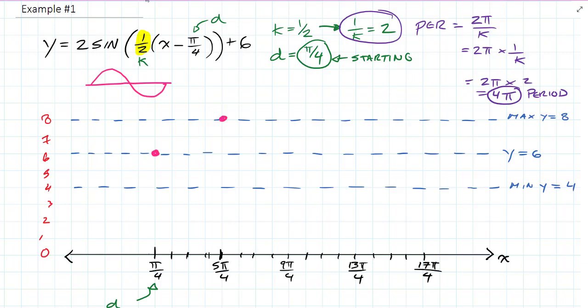My period is the period that we said. From here to here is 4 pi, not 2 pi. It's normally 2 pi, but we've stretched it out horizontally, so 4 pi. We've just shifted everything pi over 4 over.